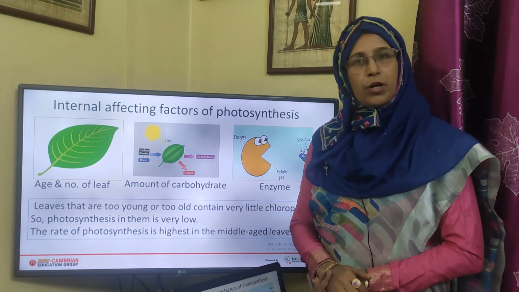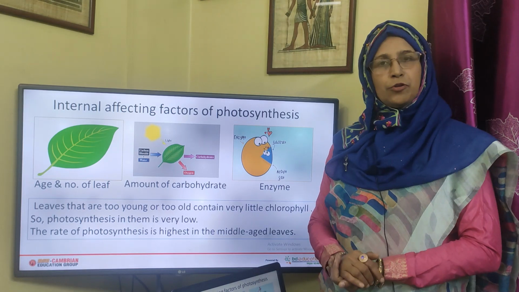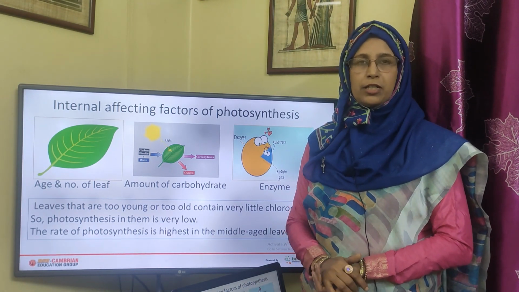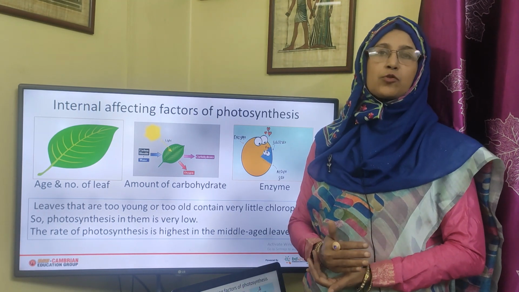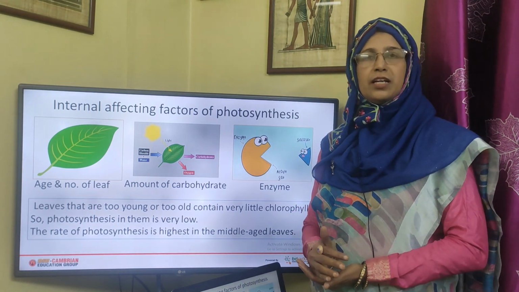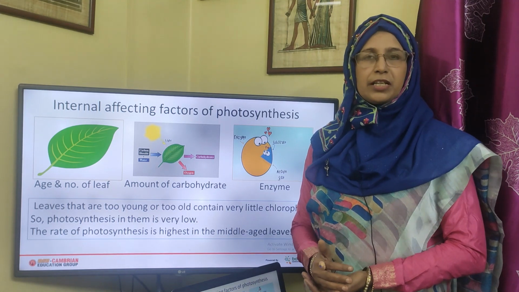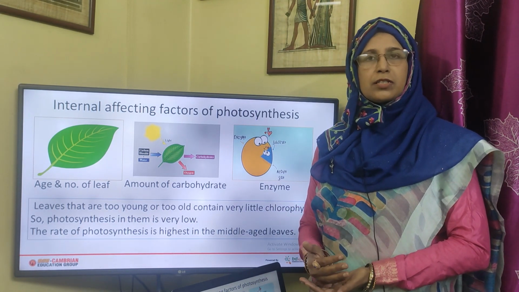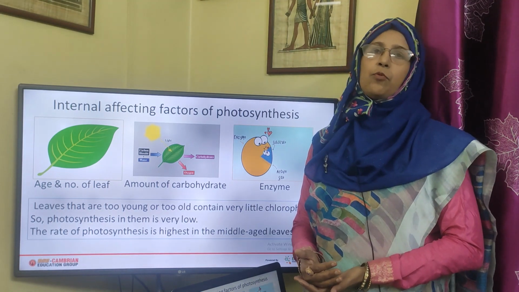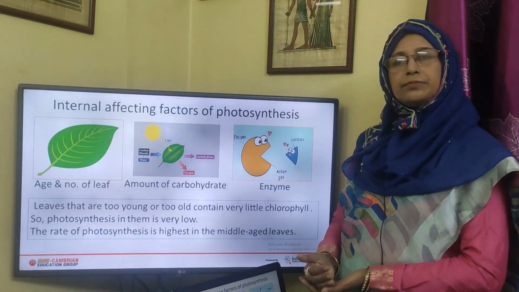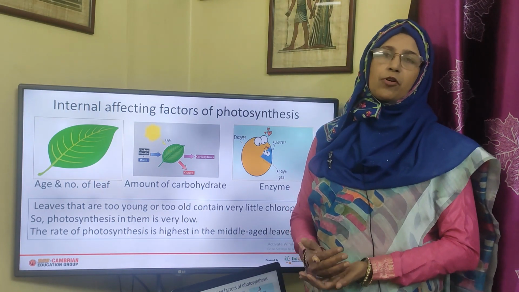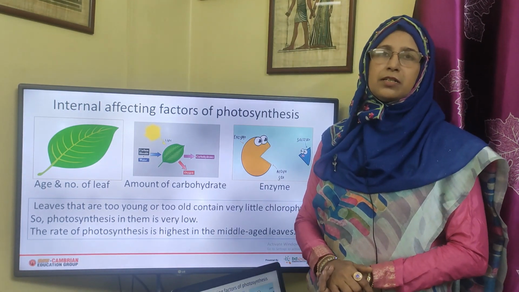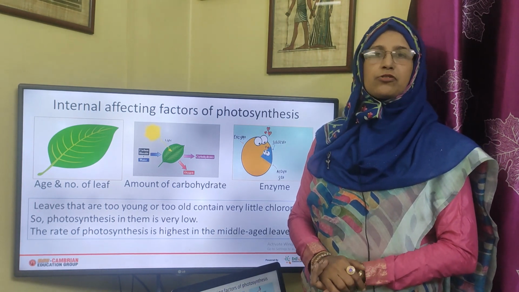Amount of carbohydrate. We know that in the process of photosynthesis, plants produce carbohydrate. But if the amount of carbohydrate is high, it is clogged inside the leaf. In the evening or night time, the plant releases more carbon dioxide, and then the rate of photosynthesis also ceases, because less carbohydrate is produced and photosynthesis is also less.